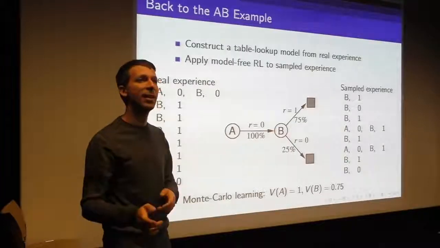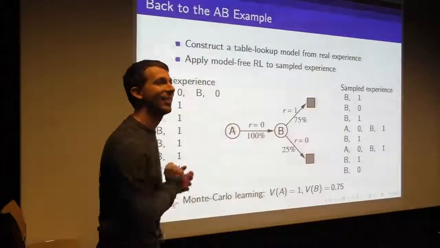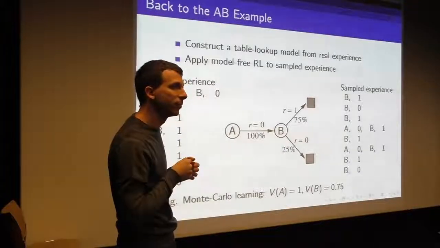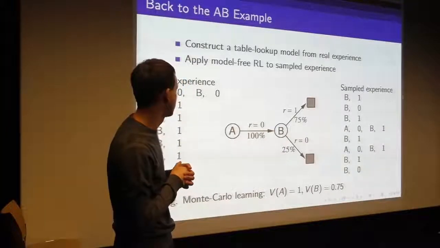Okay, I'm going to take one more question and then move on. So I think, let's go. Just a simple one. How do we get v of A is equal to 1? Because we get 0 from A, right?